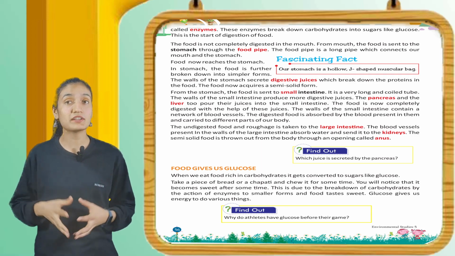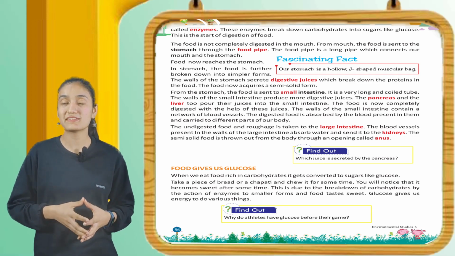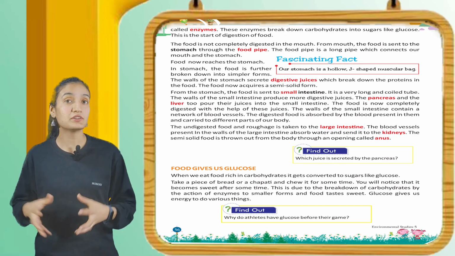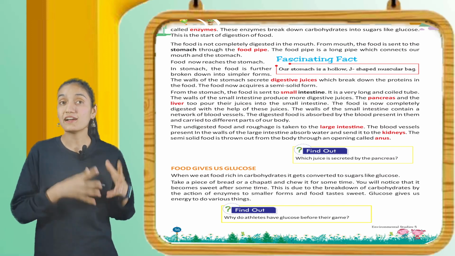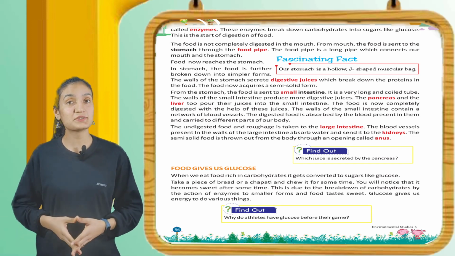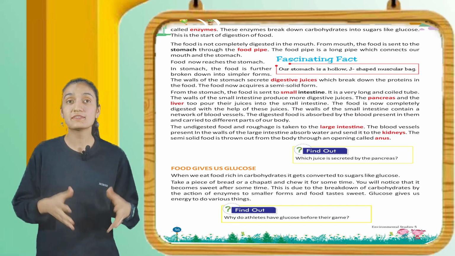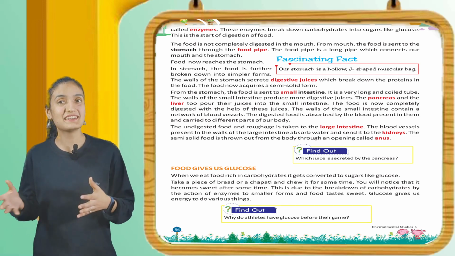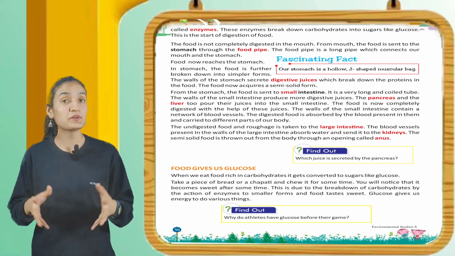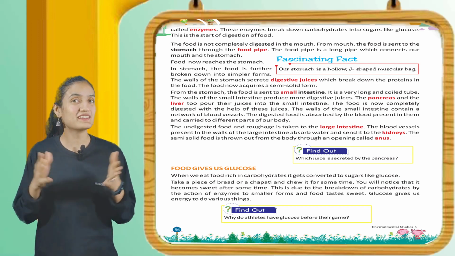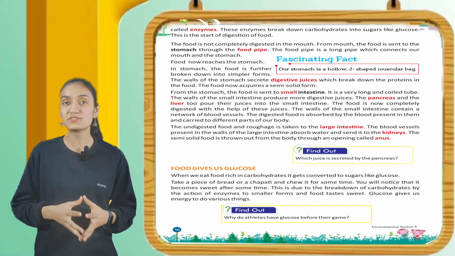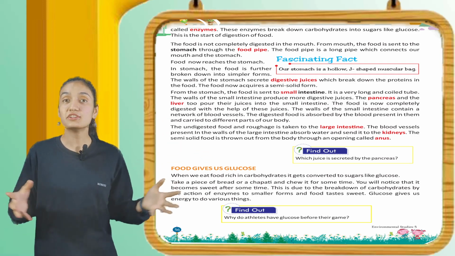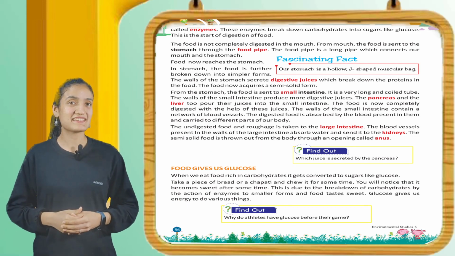The walls of the small intestine contain a network of blood vessels. The digested food is absorbed by the blood present in them and carried to different parts of our body. The undigested food and roughage is taken to the large intestine. The blood vessels present in the walls of the large intestine absorb water and send it to the kidneys. The semi-solid food is thrown out from the body through an opening called anus. So this is how our digestive system works. I hope you understand. Now find out which juice is secreted by the pancreas.